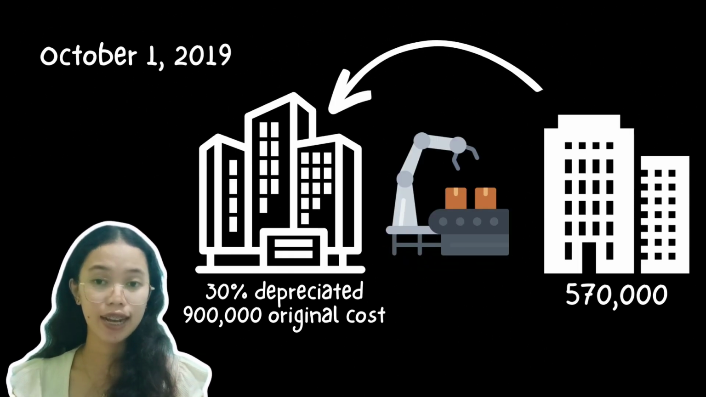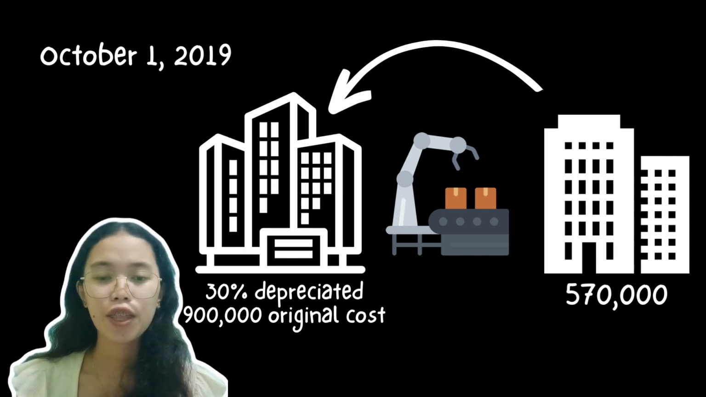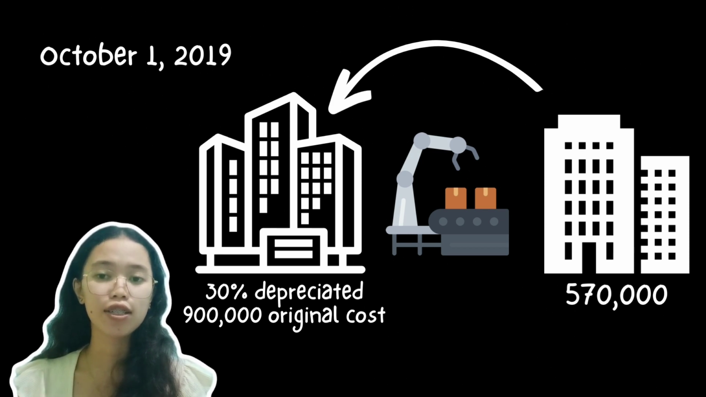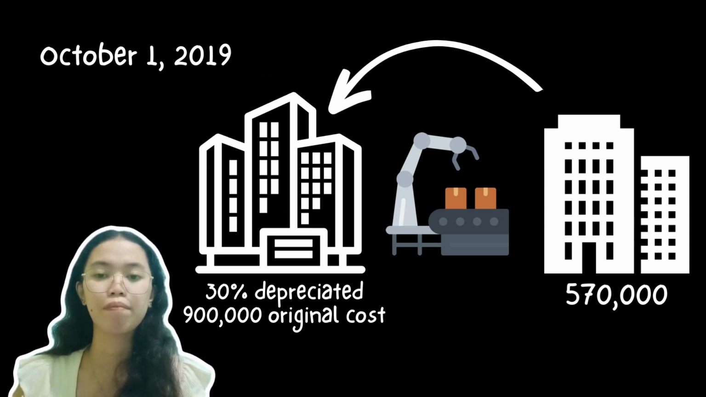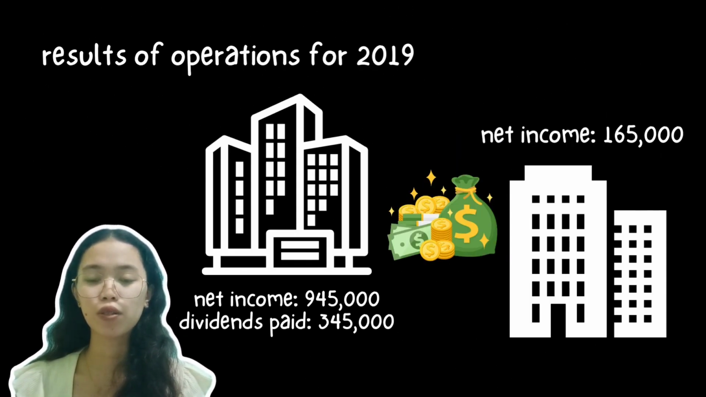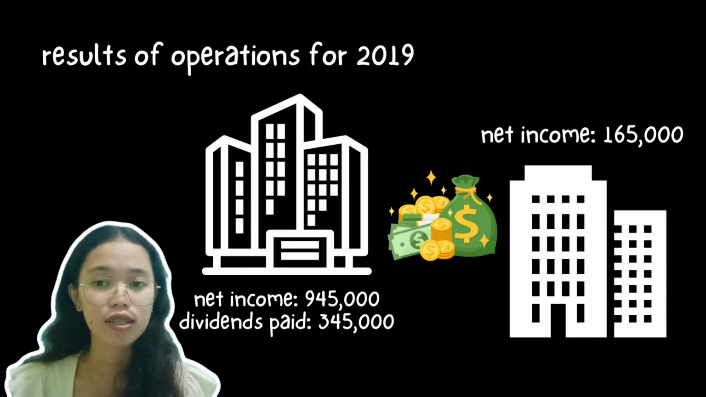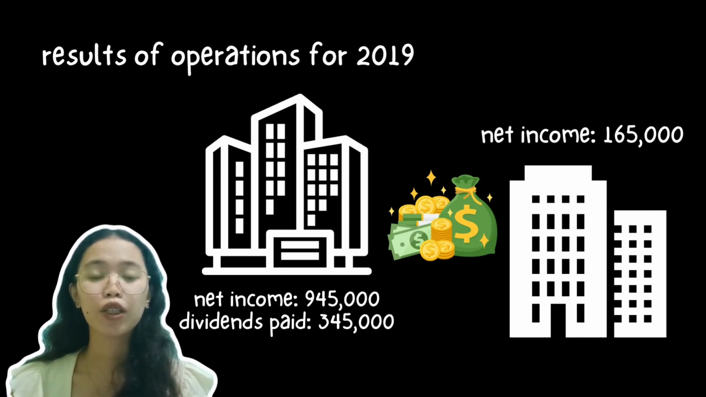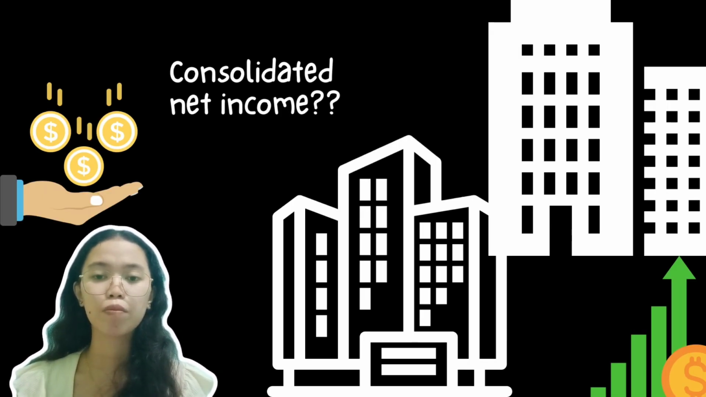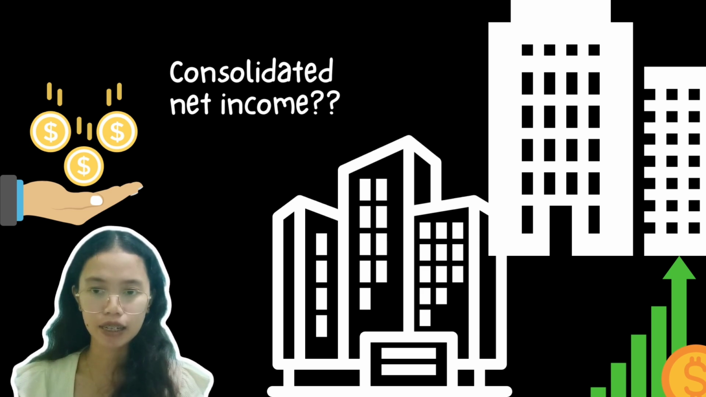On October 1, 2019, a downstream transaction occurred when SS Company purchased an equipment that was already 30% depreciated from PP Company for $570,000. The original cost of this equipment was $900,000 and had a remaining life of 5 years. The results of the operations for the year 2019 was also given as follows: net income of $945,000 for PP Company and $165,000 for SS Company. PP Company also paid dividends amounting to $345,000. Now we are asked to compute for the consolidated net income attributable to parents' shareholders' equity and to the non-controlling interest for the year 2019.